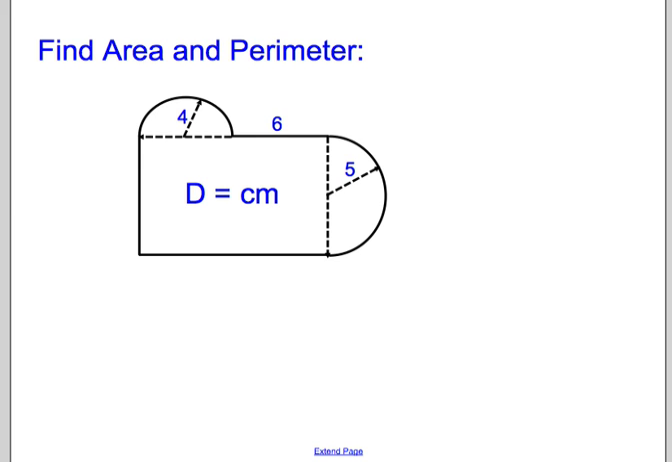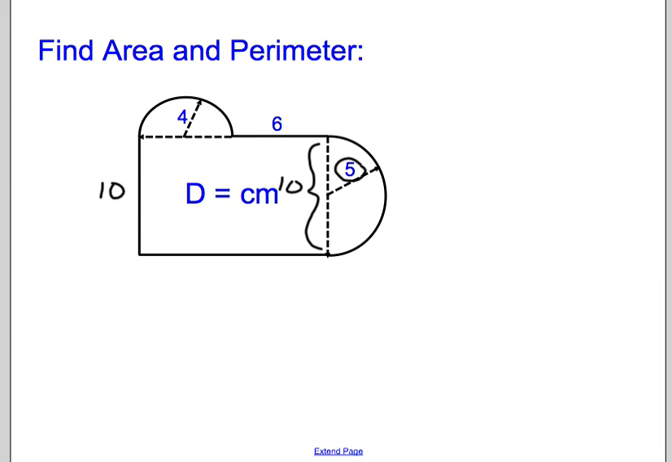All right, same deal on this one. Find the perimeter. Let's do the easy part here. The radius is 5 on that semicircle, so the diameter would be 10. If that diameter is 10, that length is 10 here.